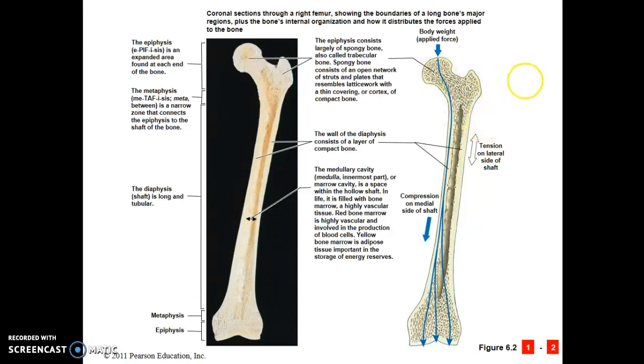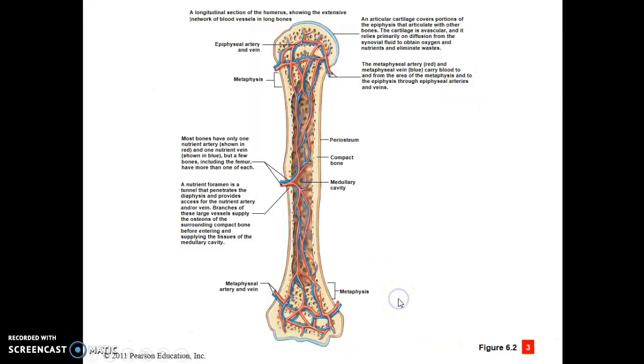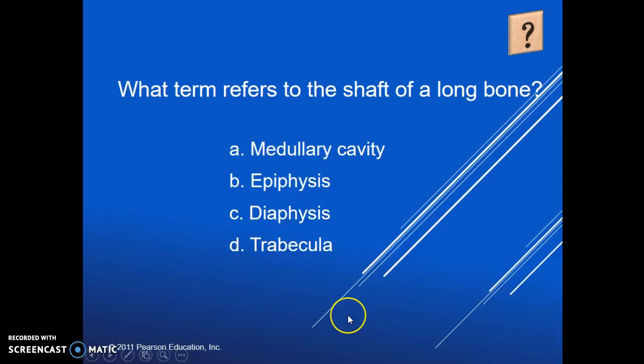This opening down the diaphysis, this canal, is the medullary cavity, and we'll see later how the blood vessels and nerves travel up and down through this medullary cavity to supply the bone. Bone is extremely vascular. See the blood vessels. Pause this slide so that you can read through it. What term refers to the shaft of a long bone? Diaphysis.